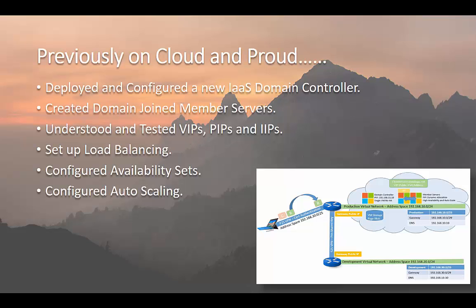So let's just recap on what we did last time. Now last time, if you remember, was a huge session. We deployed and configured a new IaaS domain controller. We then created domain join member servers. We made sure that we understood VIPs, PIPs and IPs. We set up load balancing between our member servers. We then configured availability sets and auto scaling.